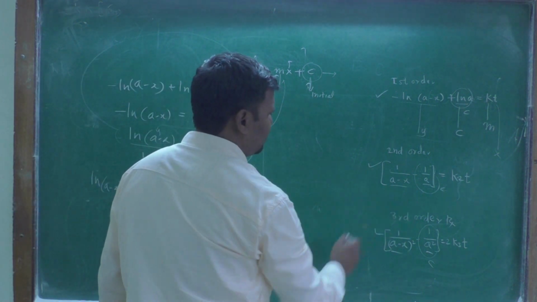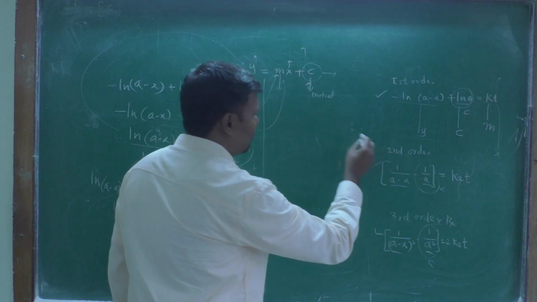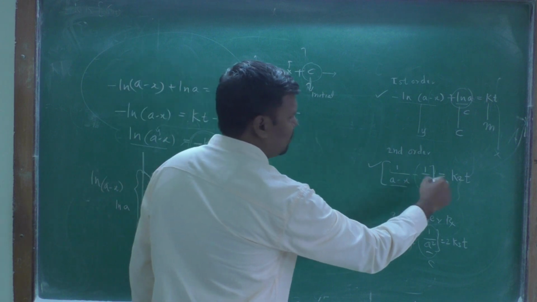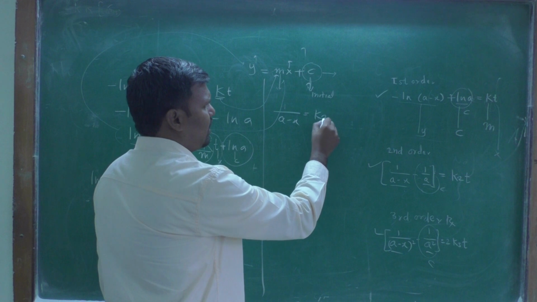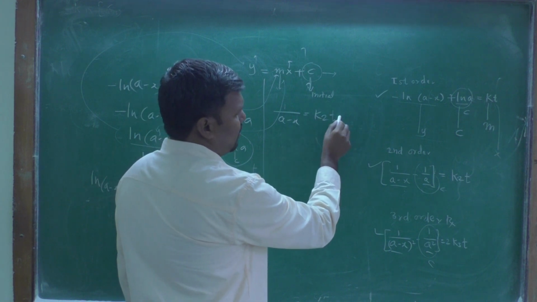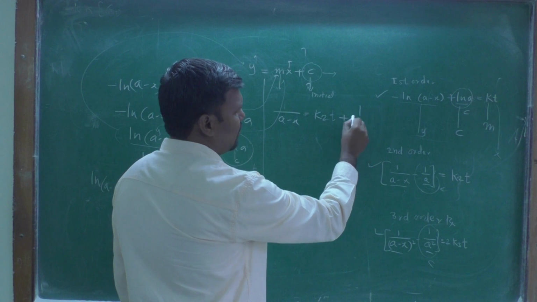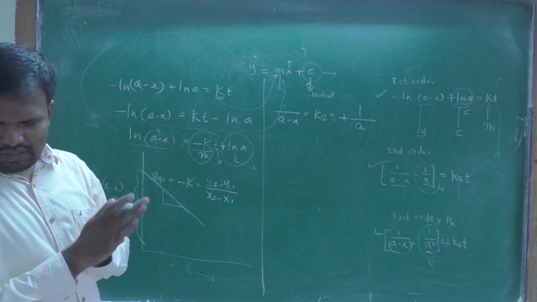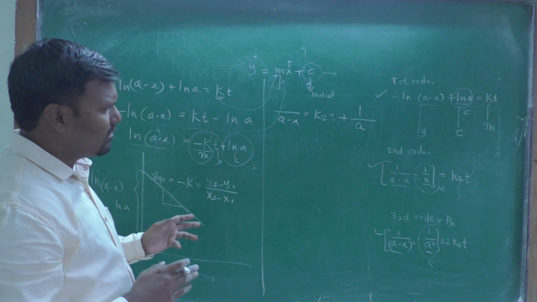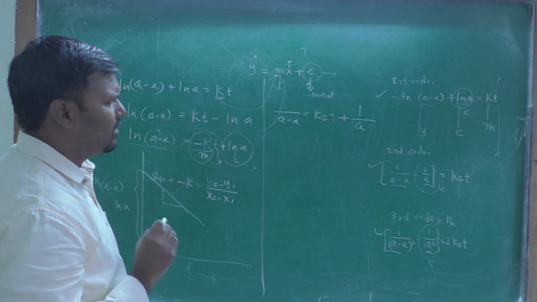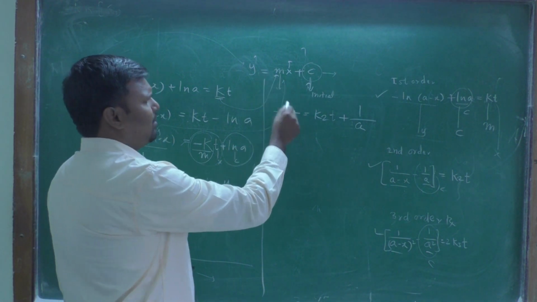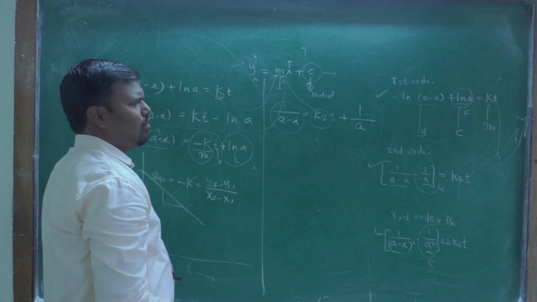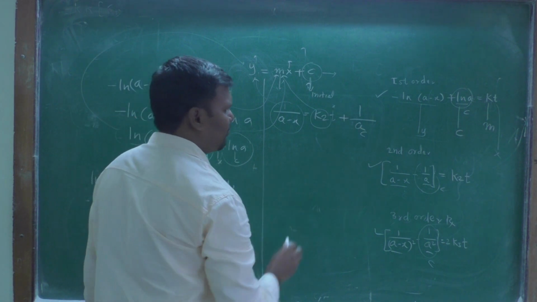For second order reaction, this A minus X quantity will be moved towards this side, is equal to K2T, which will be positive 1 upon A. You will obtain 1 upon A minus X equals K2T plus 1 upon A. By comparing with the line equation, this is your Y, K2 is your slope, T is your X, and this is your intercept.